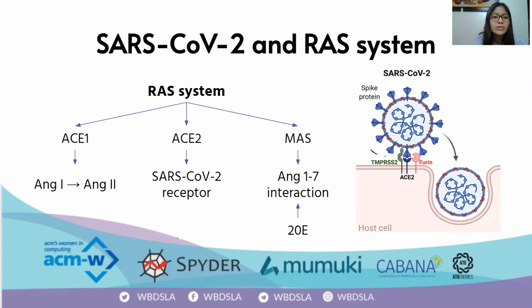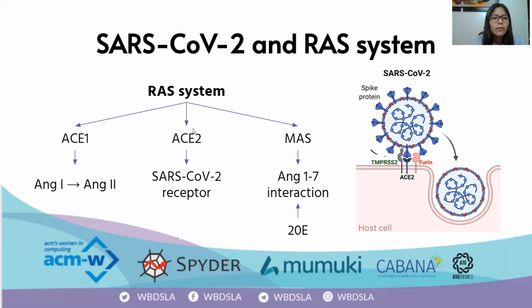As an introduction, we need to note that the RAS system is crucial for blood pressure and electrolyte balance regulation, and it is composed of different peptides and enzymes, but here we have the main ones: ACE1, ACE2, and MAS. ACE1 has the function of converting angiotensin 1 into angiotensin 2.